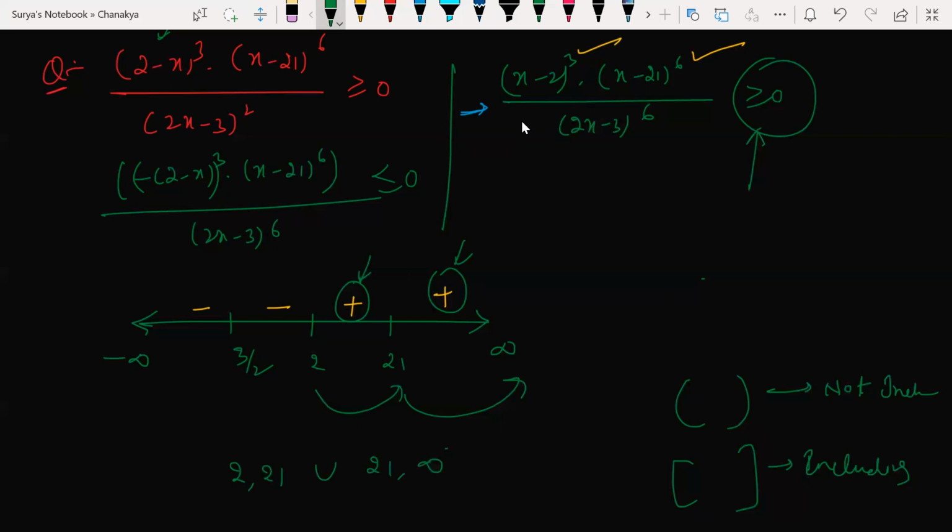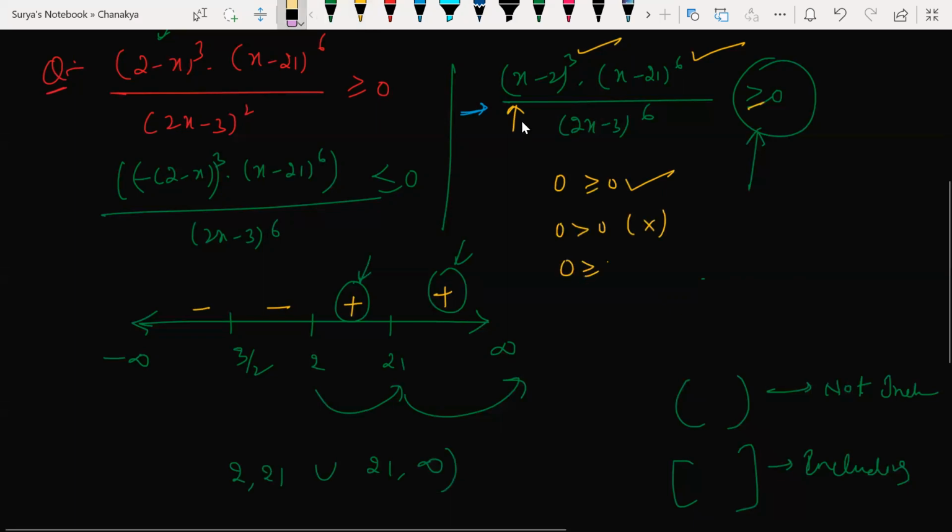Infinity is always open bracket. Now whether 2 is open bracket or close bracket, how do we check that? I'll be substituting 2 here. Here it is greater than or equal to given. Even if you substitute 2, what happens? It becomes 0. 0 by something is 0 only. 0 greater than 0, valid statement or not? 0 is greater than 0 is a wrong statement. But 0 can be greater than or equal to 0, 0 can be equal to 0. Yes, that is a valid statement. So if I substitute 2 here, my statement is going to be true. So that is the reason I can include 2 here.